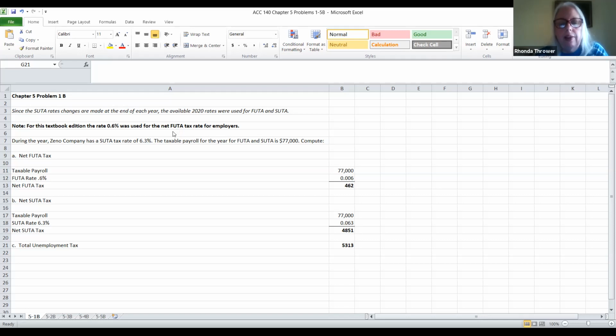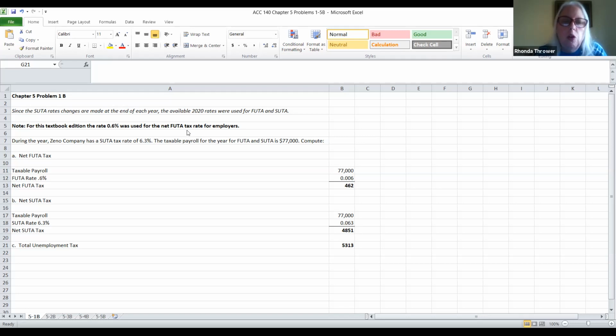Now, in most states, the employers will only have to pay the state unemployment tax. However, there are some states now that require employees to pay. And it just depends on the state that your company is located in as to whether you're going to have to deduct from employees' earnings the state unemployment tax rate. So it's just on certain states.